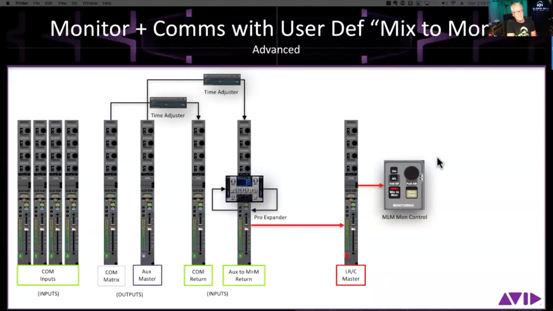Also, once we do that, then we can put a ducker on that aux to mix to monitors return. We can put a ducker on there, and we're going to key that ducker from the comm return, right? So it's a blend of all those microphones that are going to go into the key input of that ducker, right? And then whatever mix we have set up as our prime mix master, we're going to be listening to that mix. And as soon as somebody speaks, it's going to turn down that mix just for me so I can hear the communication, right? And that's why we need to do the return there.